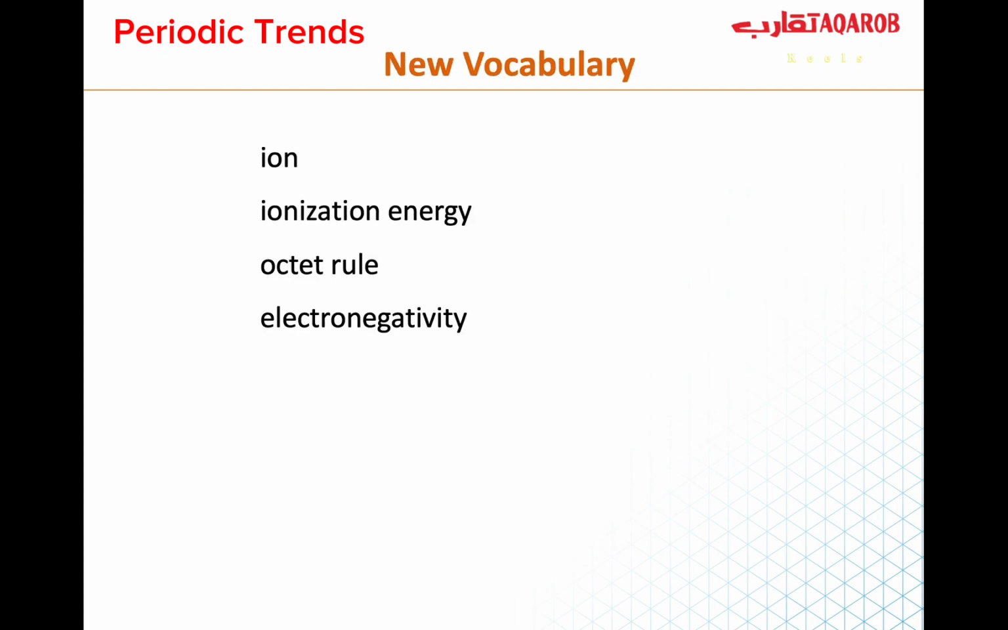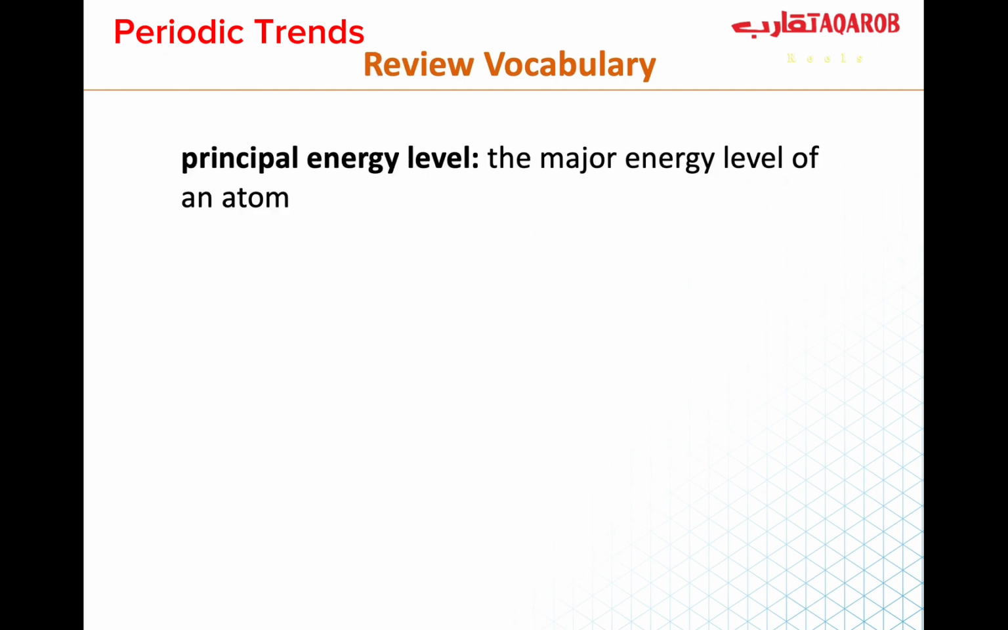The new vocab for this lesson are ionization energy, octet rule, electronegativity. As we know, the principal energy level is the major energy level of an atom.